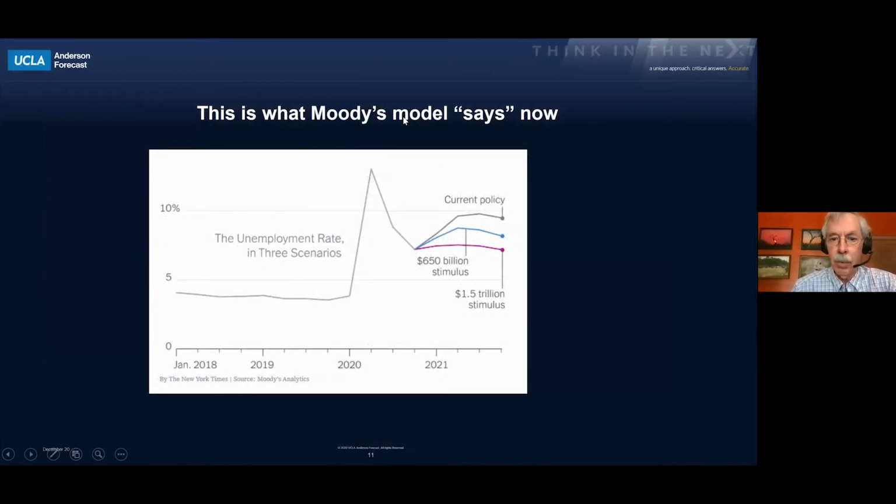So this is what the Moody's model says now. We're considering a $600 billion stimulus. Without the stimulus, you have a rise in unemployment. With the stimulus, you get some improvement, but it would be even better to have a $1.5 trillion stimulus.